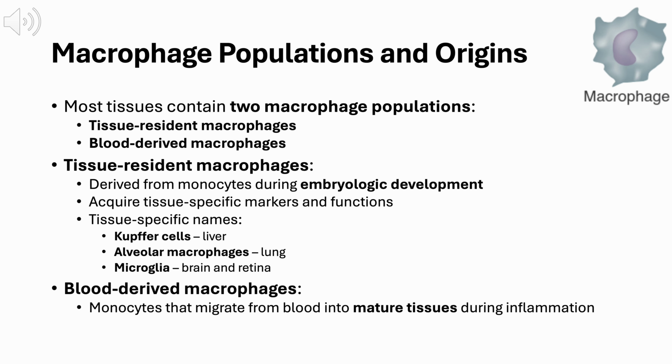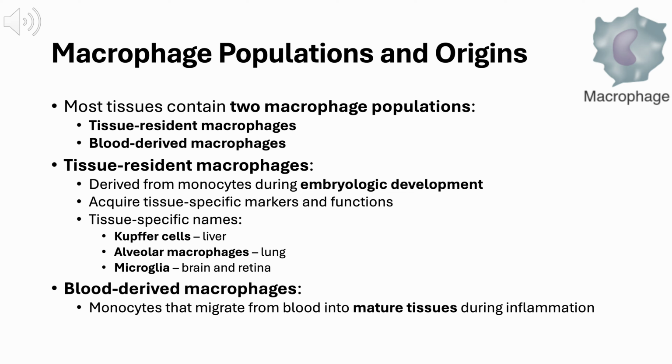Macrophages within tissues come from two major populations. The first are tissue-resident macrophages, which are established during embryologic development and then acquire specialized functions based on the tissue they inhabit. Examples include Kupffer cells in the liver, alveolar macrophages in the lungs, and microglia in the brain and retina.